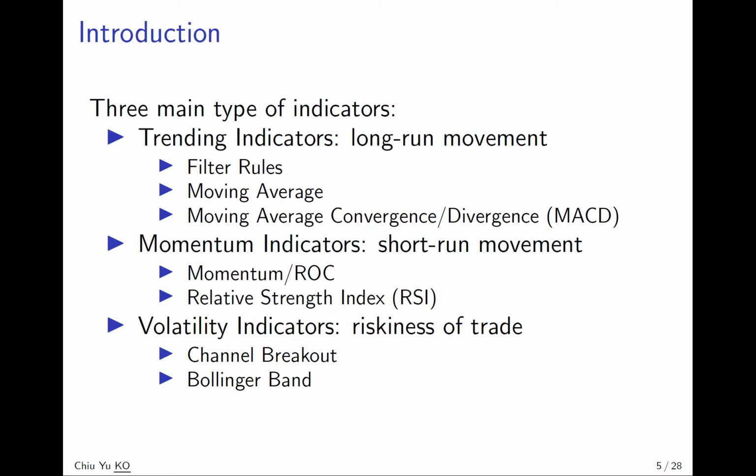The first type of indicator we're going to look at is trending indicators. They focus on the long run movement of the price. So we look at the past price and how it moved in the long run, the big picture, the big direction. There are several rules. The first and simplest one is the filter rule. Then we look at a more complicated one, the moving average rule, which is a more advanced version of the filter rule. And then the MACD, which is a special version of a moving average. All of them look at the long run movement.